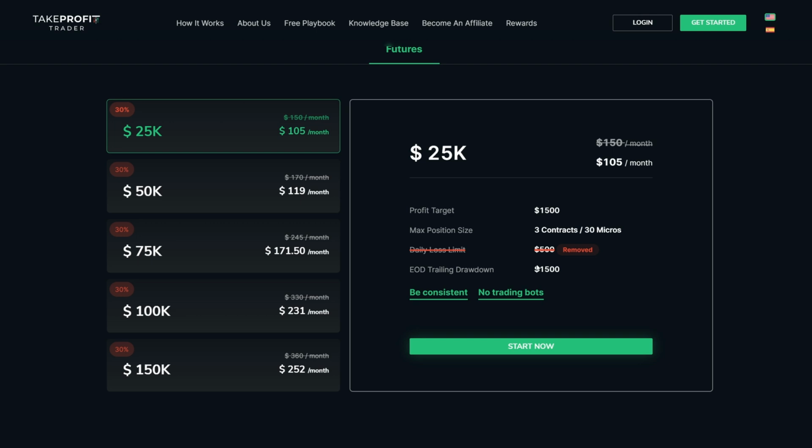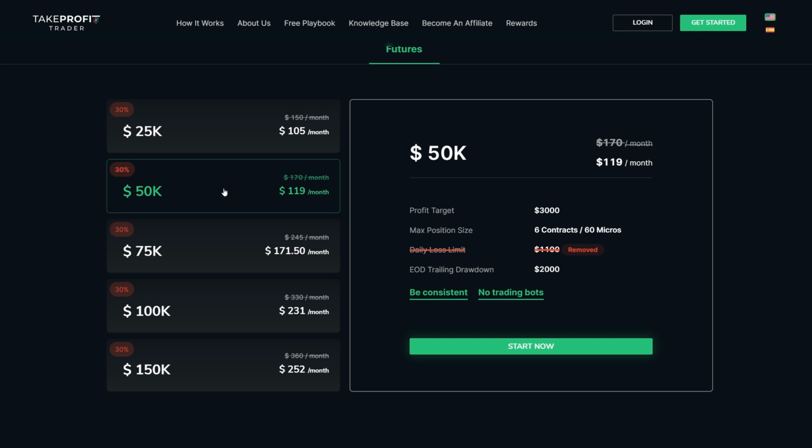However, I'm going to share with you guys in a little bit that even though this may be an easier account to pass the evaluation due to the ratio between drawdown and take profit, this may not be the account that you want to choose.